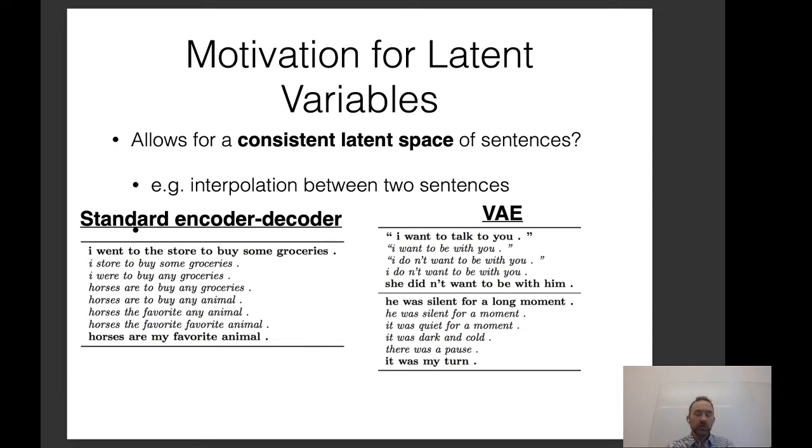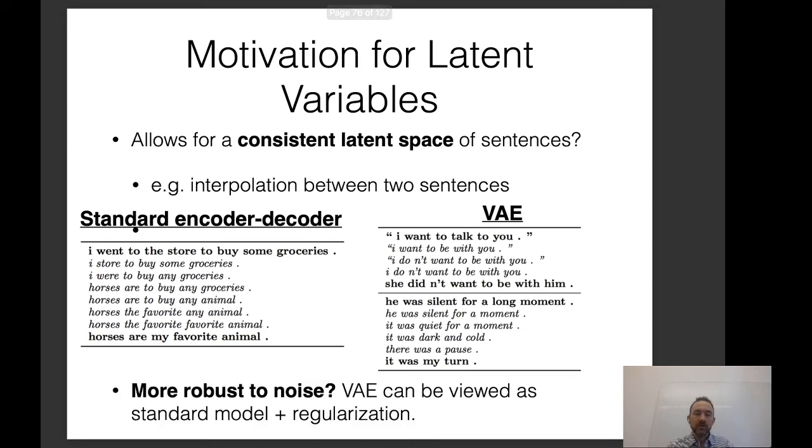But let's say we wanted to calculate the semantic similarity between sentences. If that's the case, then having a consistent space with similar distances between sentences seems like a very good idea. And in fact, we've found in experiments that this can help semantic similarity models as well. Another reason why we might want latent variables is that a VAE can be viewed as a standard model plus regularization, and this might give you some robustness to noise in the latent space, for example.